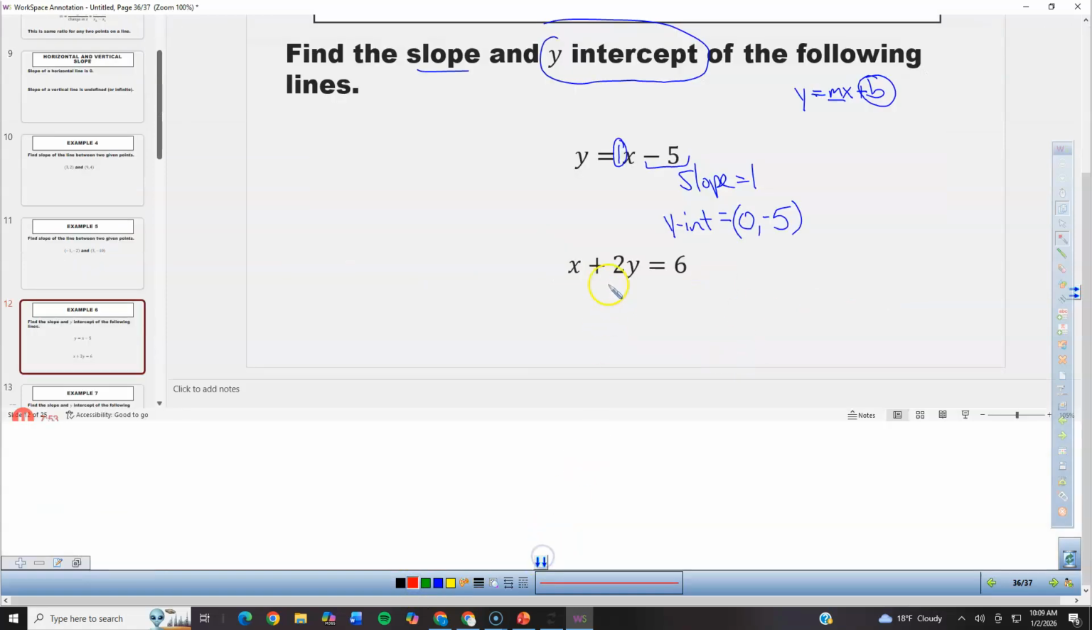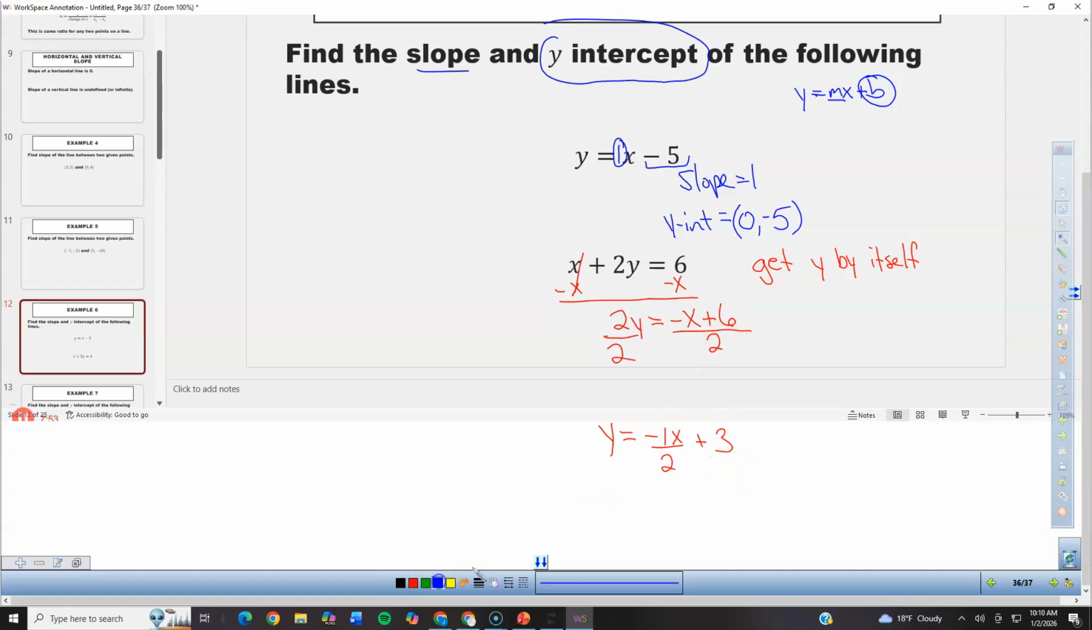Now what do we do with one like this? First thing we've got to do is get y by itself. So I'm going to subtract an x, and get 2y equals negative x plus 6. I'm going to divide everything by 2, every piece. So I get y equals negative 1x over 2, right? There's a 1 in front of the x. 6 divided by 2 is 3.